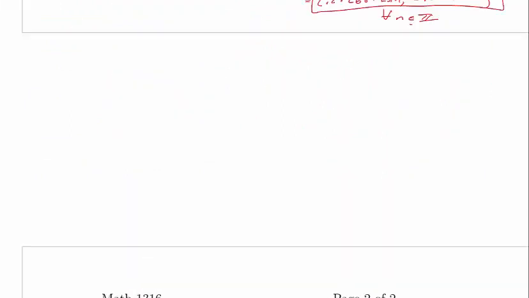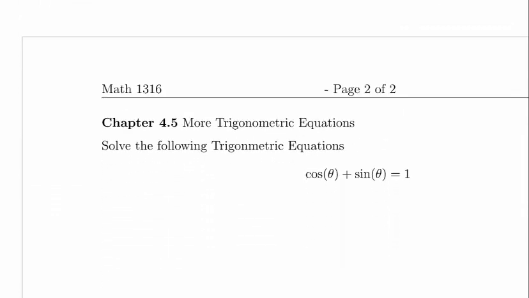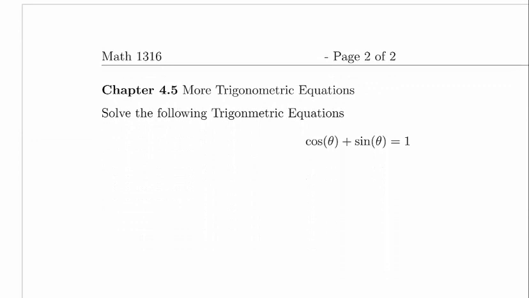Okay, on to the next page. Kind of a big blank there, kind of threw me off, but here we are. We're here in 4.5, more trigonometric equations. We're going to build on what we just went over. Now we've got a slightly more interesting equation. We got cosine plus sine.